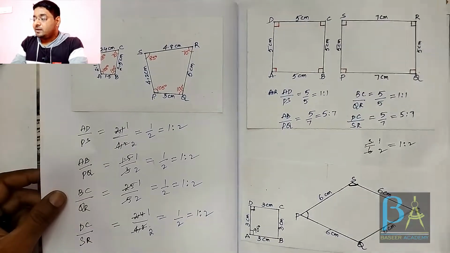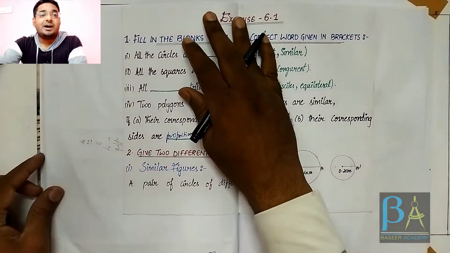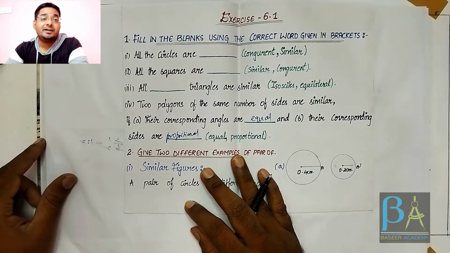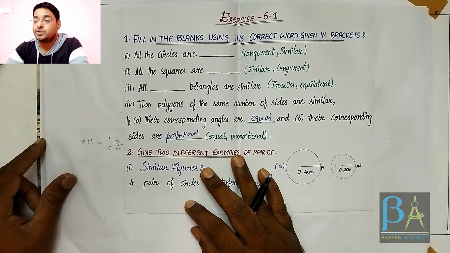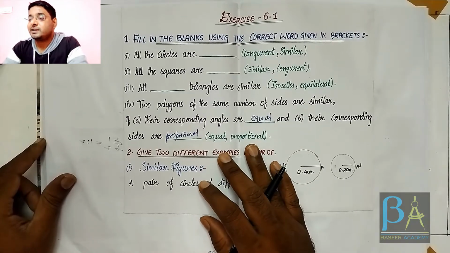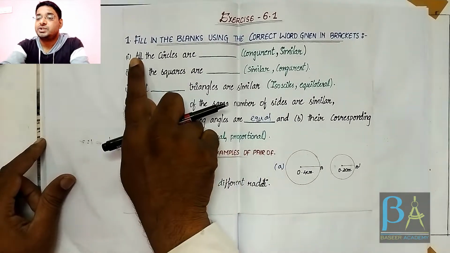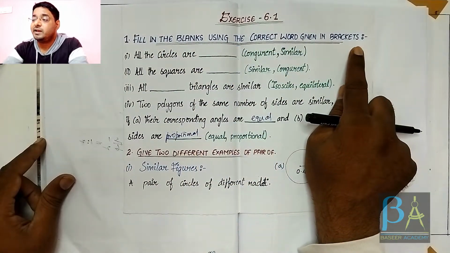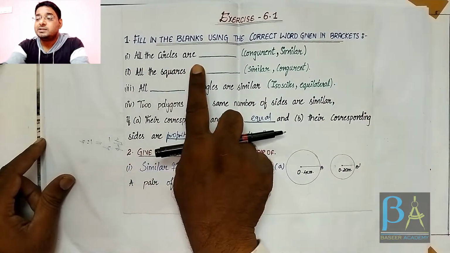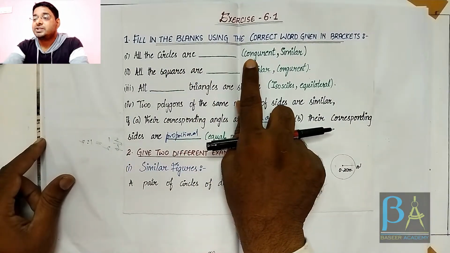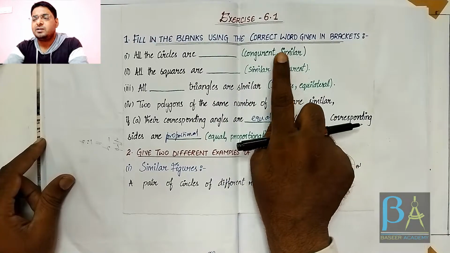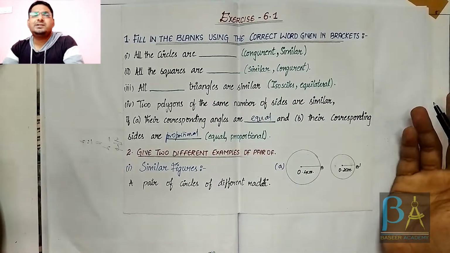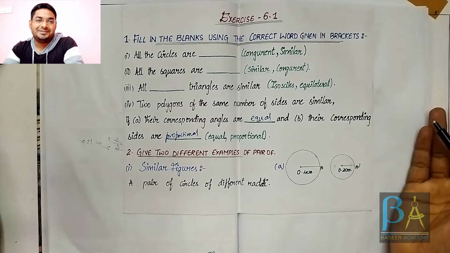Now, with this information, I believe we are in a position to solve the first exercise, 6.1. In the first question, it says fill in the blanks using the correct word given in brackets. All the circles are dash. Are all the circles similar or congruent? I would say all the circles are similar to each other.